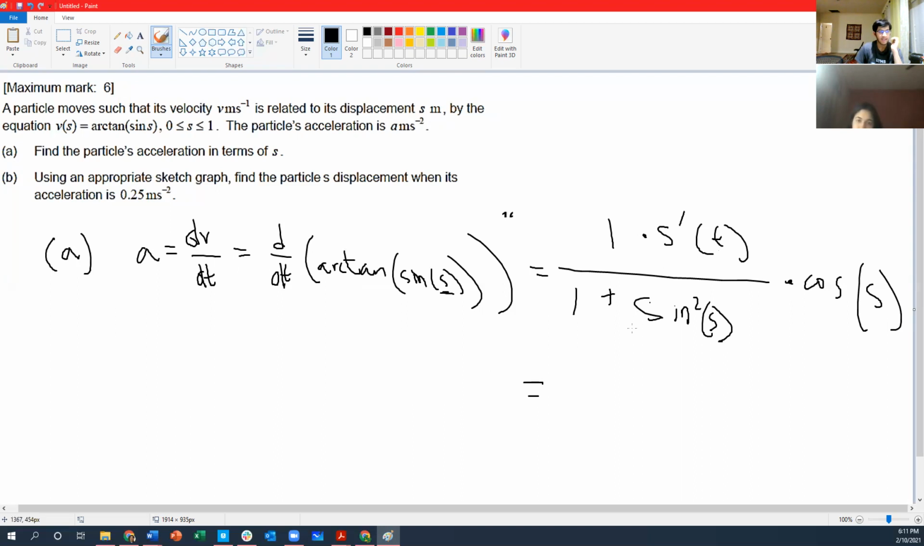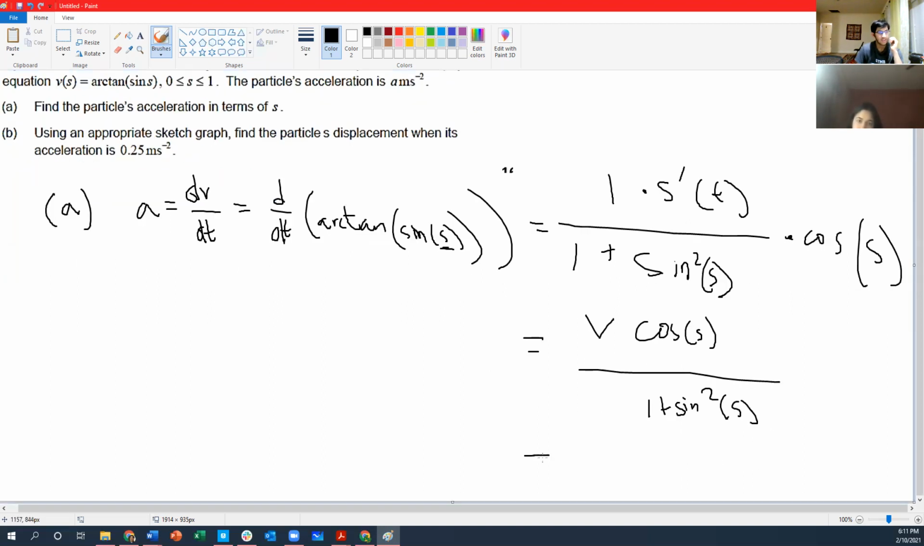So that's why we can write this as v cos s over 1 plus sine squared s, right? And then v is just arctan of sine s. So we can write this as arctan of sine s times cos s over 1 plus sine squared s. Does that make sense? Because it has to be differentiated with respect to t, and since s depends on t, we have to differentiate it using chain rule. So that's what I would do.